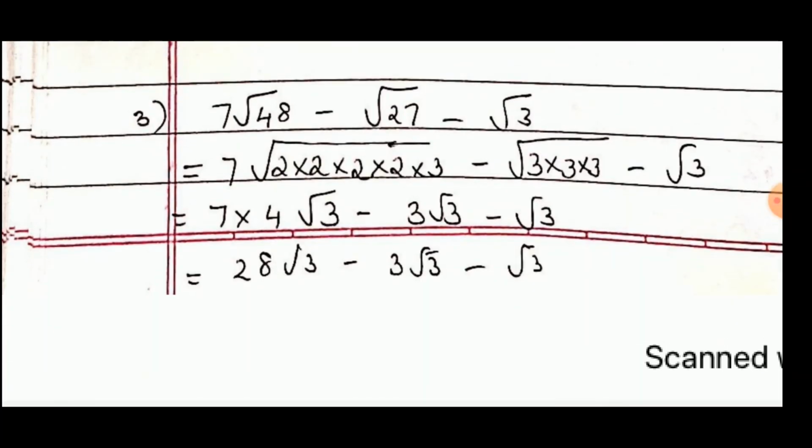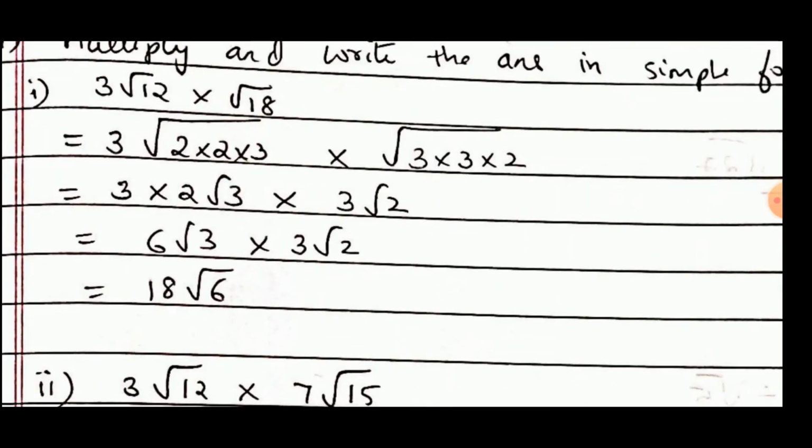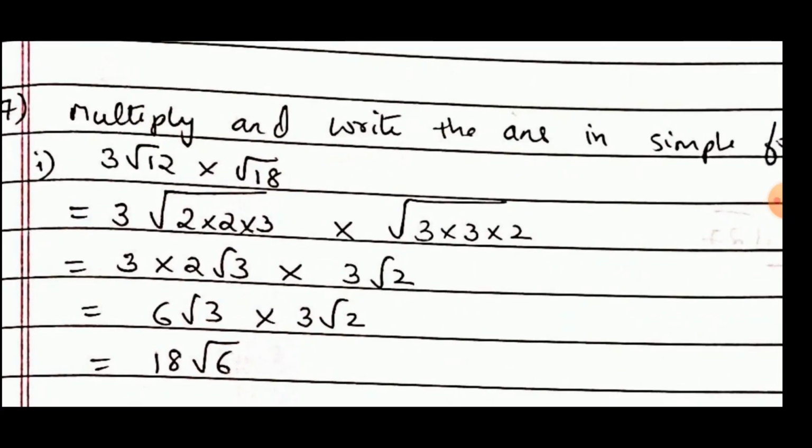Now this one also, just write down the simplified form of this and try to solve it. Then next is here, multiply and write down the answer in the simplest form. 3 root 12 into square root of 18. Now 12 is 2 into 2 into 3 and 18 is 3 into 3 into 2. Write down the simplified form of root 12: 2 will come out, 3 twos are 6 root 3, and here 3 will come out, 3 root 2. 6 root 3 into 3 root 2, so 6 threes are 18 root 2.